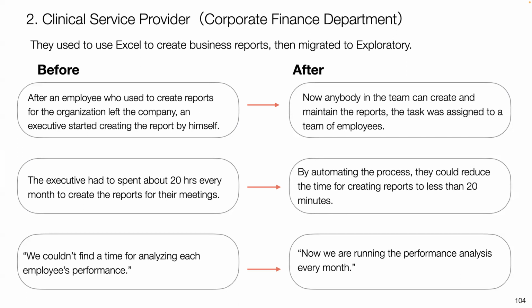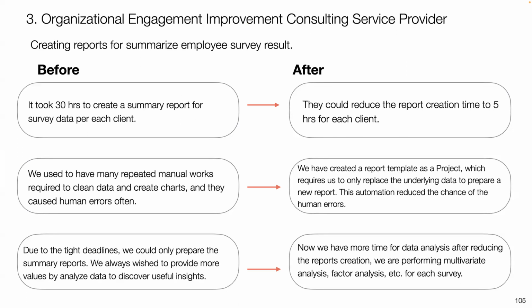And the last part is that before, they couldn't do much analysis because they had to create a report. That was all they could do. Now they're doing what they always wanted to do, which is a performance analysis for every employee. So they're actually doing that every month. By automating report creation, you can actually make time for analysis.